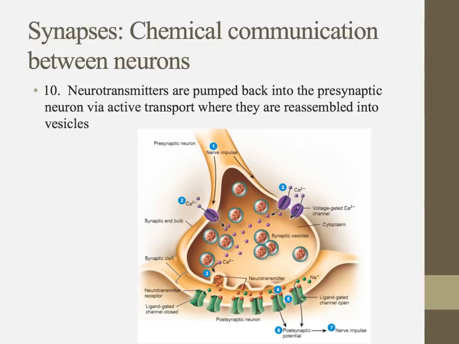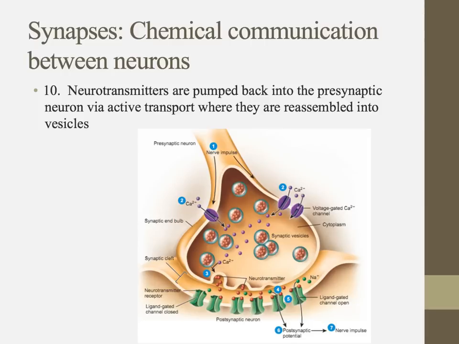Now, we've got to do something with those neurotransmitters. So they're sitting here in the synaptic cleft, okay? We need to get them back into the presynaptic neuron to get ready for the next nerve impulse, okay? So there's a couple ways that can happen. In some instances, an enzyme will come along and eat all these and make the presynaptic neuron manufacture new ones.